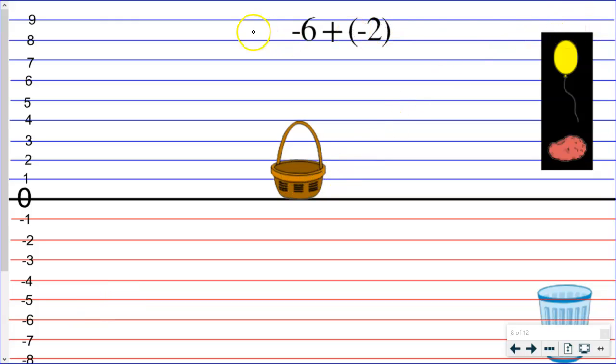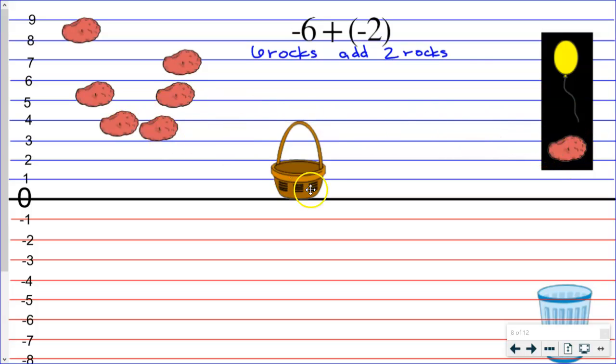What's in the basket? What are we starting with in the basket right now? Seth. 6 rocks. When I start with those 6 rocks, what am I going to be doing? Bladen? Exactly. So I'm starting with 6 rocks. 1, 2, 3, 4, 5, 6 rocks, making the basket fall all the way down here to -6.